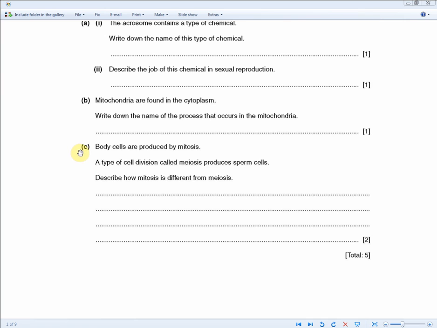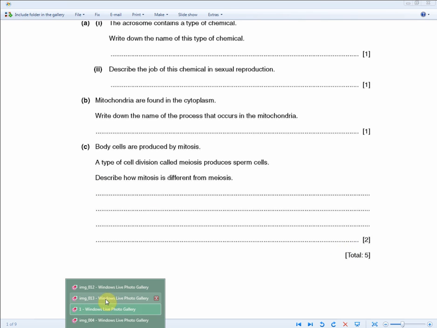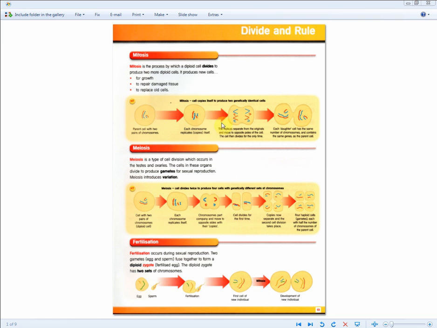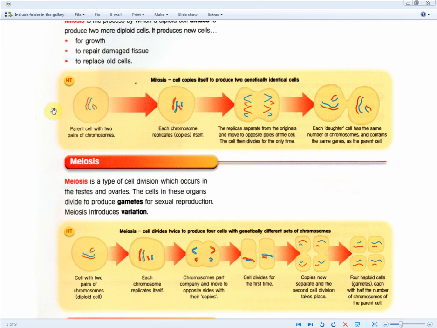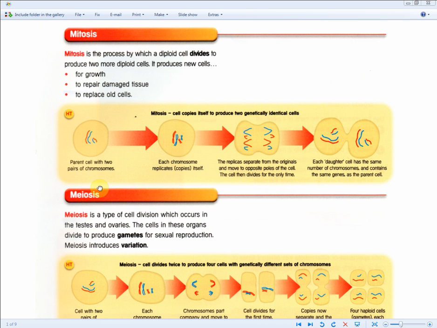A type of cell division called meiosis produces sperm cells. Describe how mitosis is different from meiosis. Right, so for 2 marks, if we go to the meiosis revision guide page, there are quite a lot of differences. The upper flowchart is about mitosis, and the lower flowchart is meiosis. Mitosis is generally for growth, repairing damaged tissue and replacing old cells, whereas meiosis produces gametes for sexual reproduction and introduces variation.